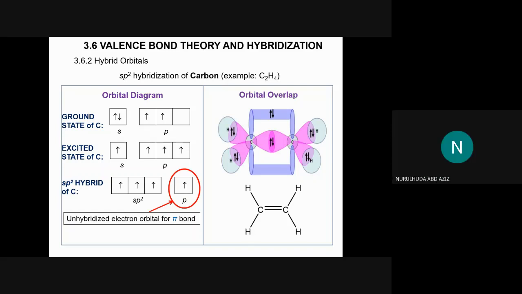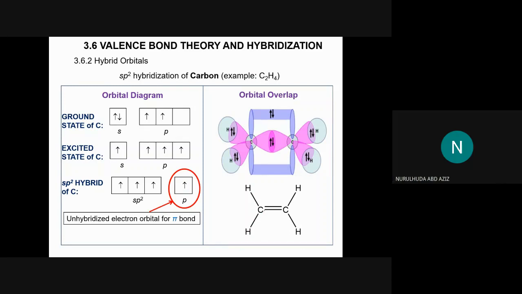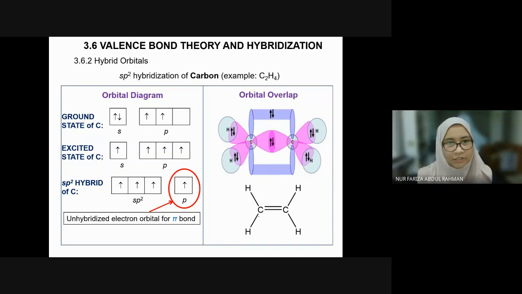Wow, dahsyat tak? Okay, alright. So, C2H4, you have to draw the Lewis structure first. So this is Lewis structure for C2H4. Okay, alright. So we have double bond between the carbon and 4 bonds. Okay, carbon and hydrogen. So each carbon is bonded to 2 hydrogen.